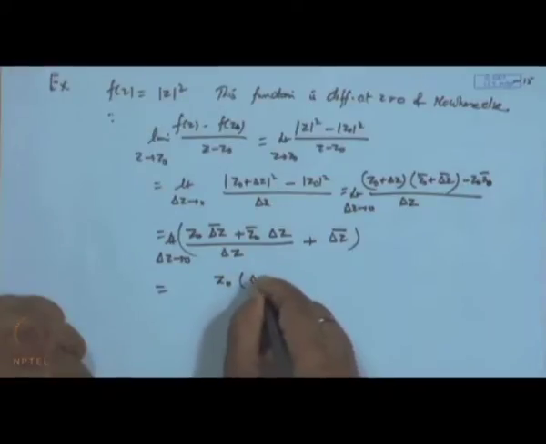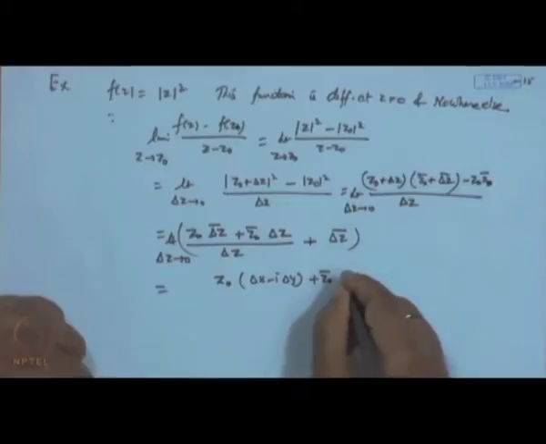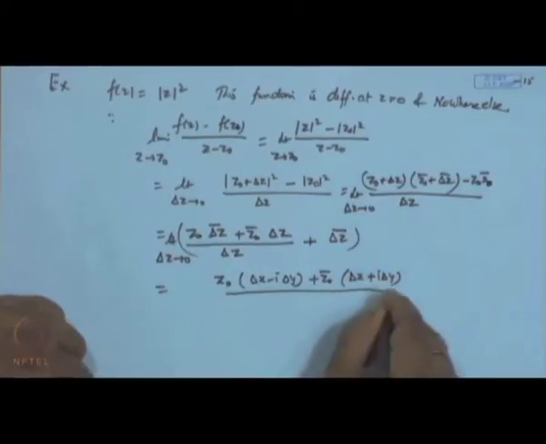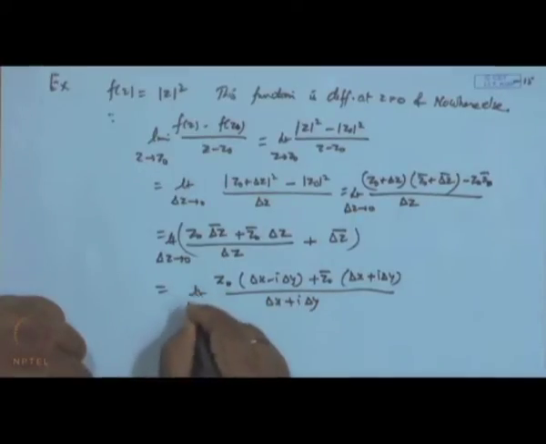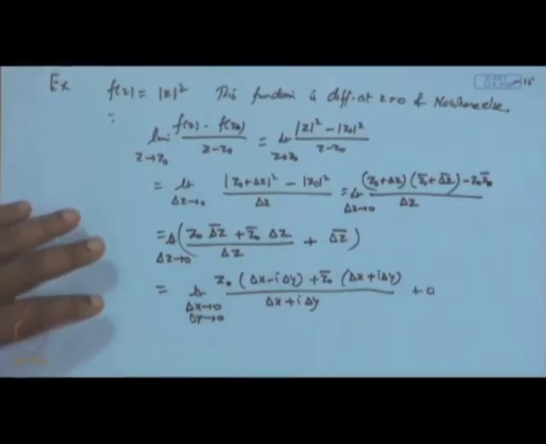This is what? Delta x minus i delta y. This will be z naught bar times delta x plus i delta y over delta x plus i delta y, limit delta x tends to 0, delta y tends to 0, and this is the 0 part. So, there is no problem.